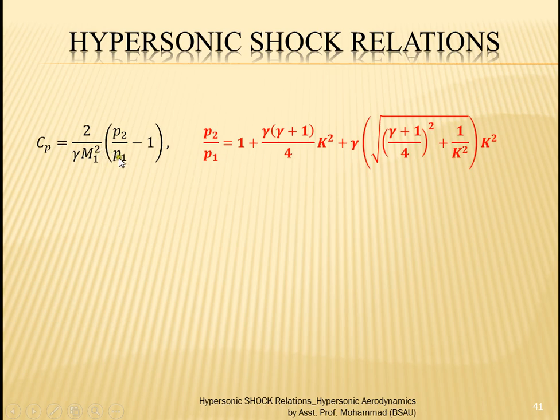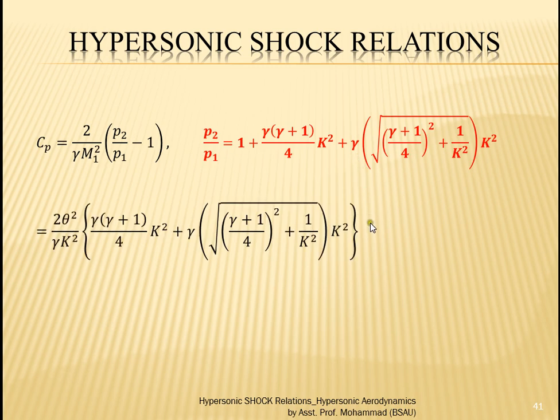We have already seen that this is not very difficult. A student can derive it. I think students should derive it, so that they will feel comfortable with this. Now this is the pressure ratio we have found just now in terms of the hypersonic similarity parameter and gamma. So now if we put this pressure ratio in the case of Cp, then it becomes like this.